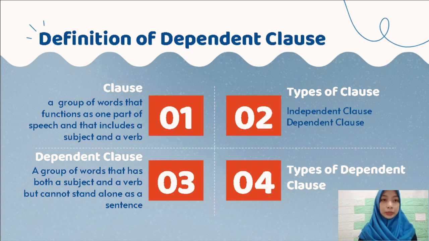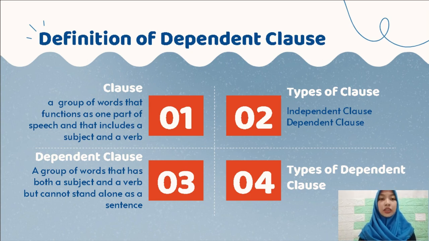In English grammar, a dependent clause is a group of words that has both a subject and a verb, but cannot stand alone as a sentence. Unlike an independent clause, it's a clause that implies that there is more to come and is incomplete. Dependent clause is also known as a subordinate clause. Dependent clause cannot express a complete thought because this clause is preceded by a word subordinator, which causes the meaning of the clause to depend so that it cannot stand alone as a sentence.